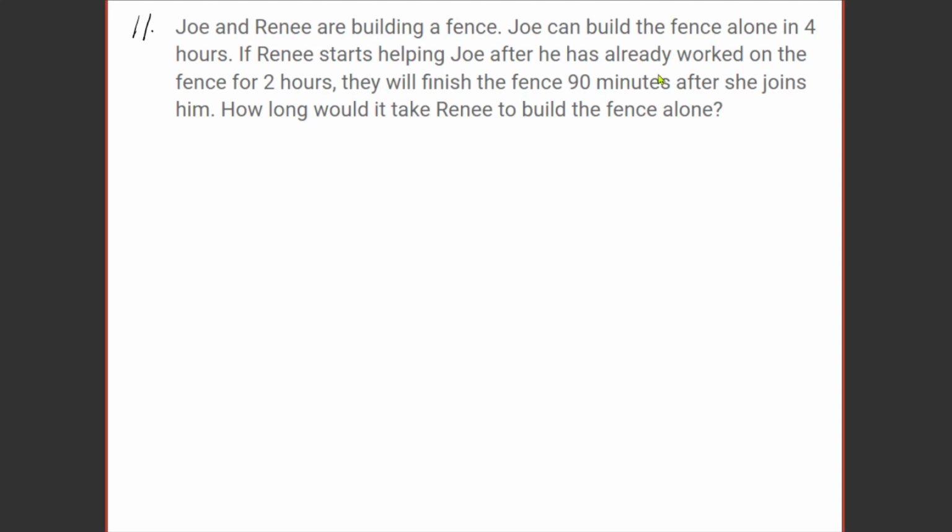Okay, so we have two different units here. Be careful with the units. Suppose we use the hour, not the minutes. So 90 minutes here means 1.5 hours, right? Since Joe can build the fence alone in 4 hours, he can build 1/4 of the fence each hour. So the work rate for Joe is 1/4, right?